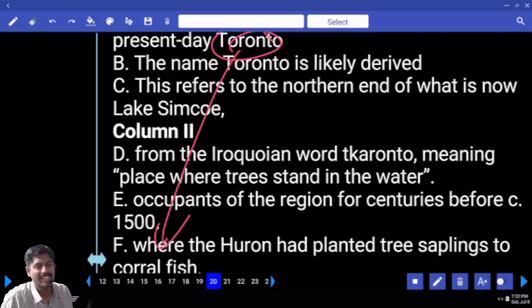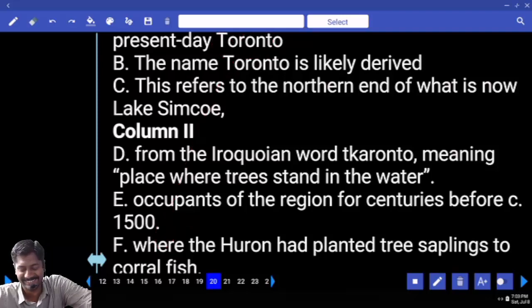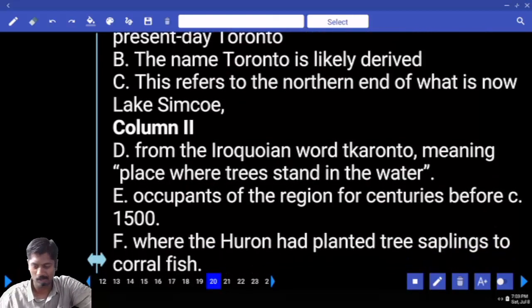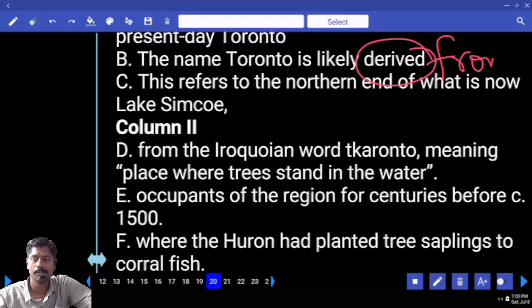Should I read out the key? I know how to read out the key. If you don't respond, I'll read out the key. Okay, let's assume that we don't know. Not sure. The name Toronto is derived. Derive always takes from.